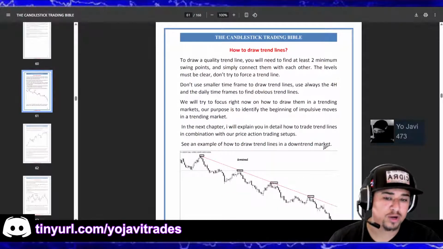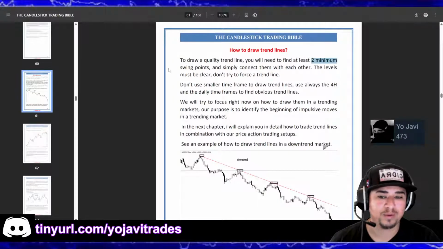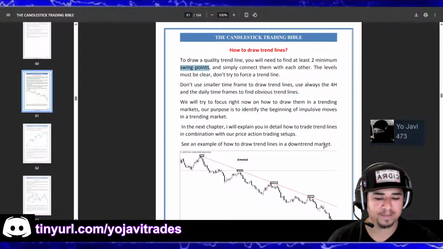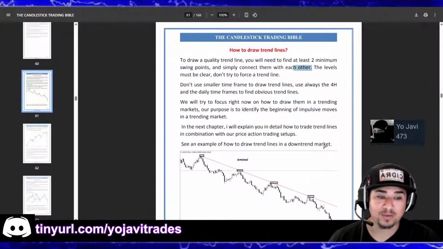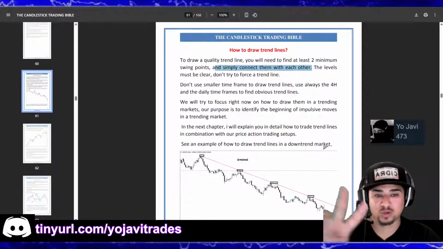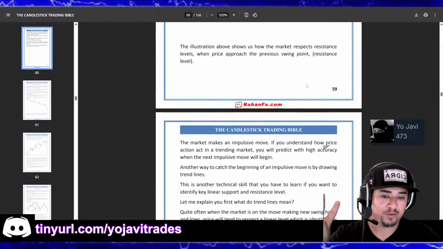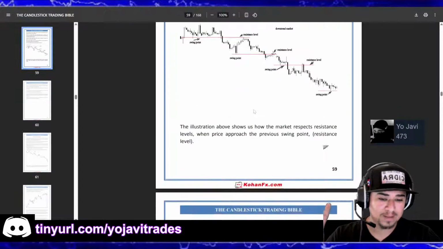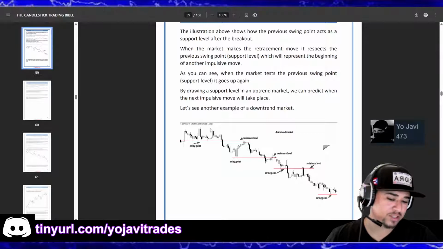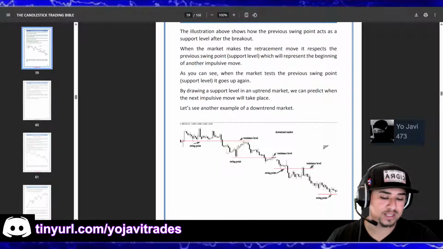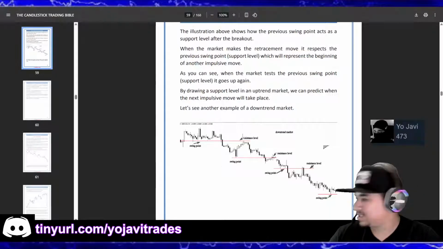So to draw a quality trend line, you will need to find at least 2 minimum swing points. So already, swing points, keep that in mind. And simply connect them with each other. That's it. So at least 2. What's the requirement? 2 swing points. And if you remember what a swing point was, you have the trend, the direction that the trend is going into, but you get that swing point. It's a pullback. It swings, it pulls back.